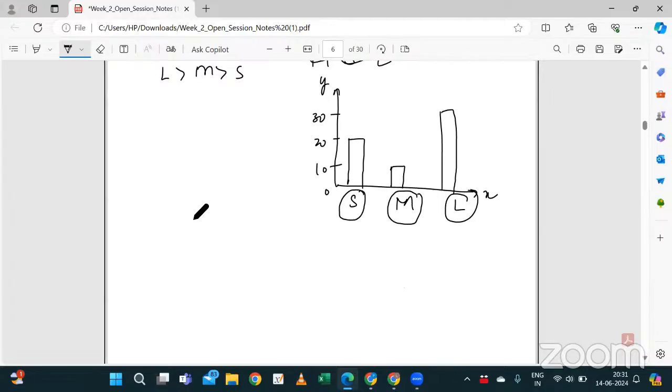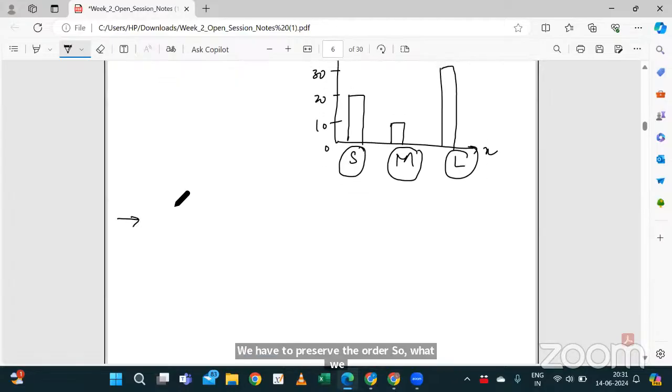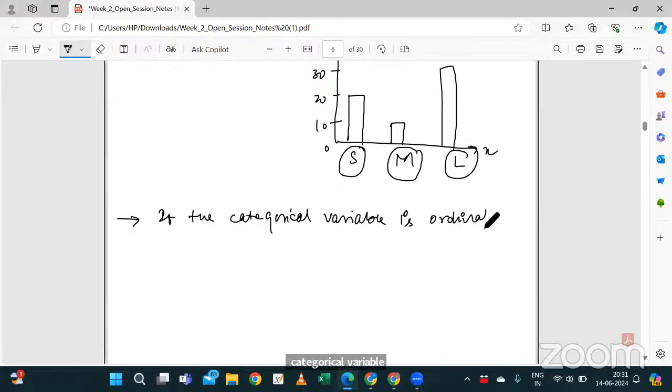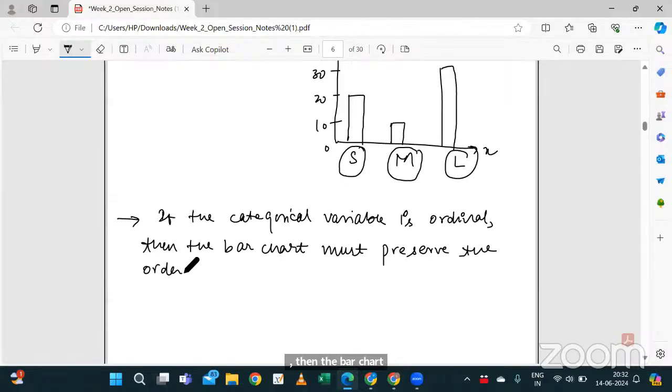Okay. So what we have to interpret from here is, if the categorical variable is ordinal, then the bar chart must preserve the order. Or the ordering, you can say, of that particular data. Okay. So is this clear to all of you?